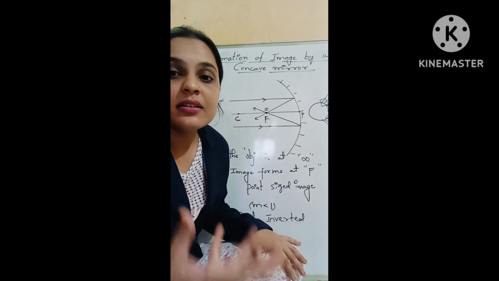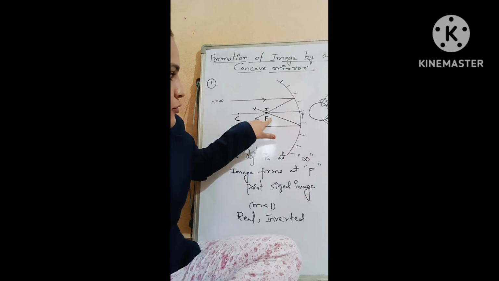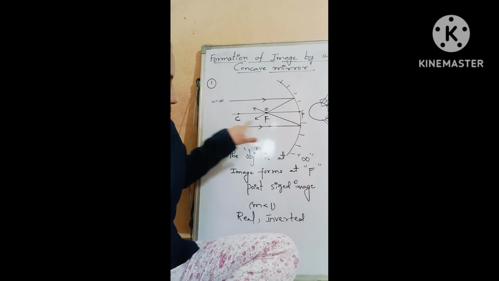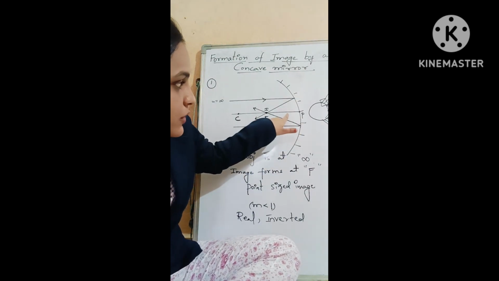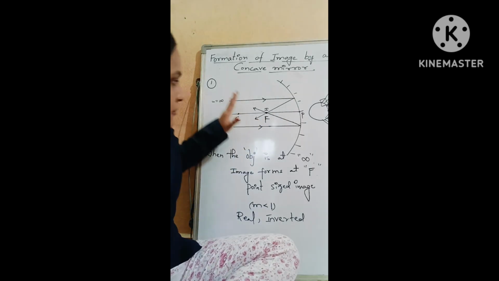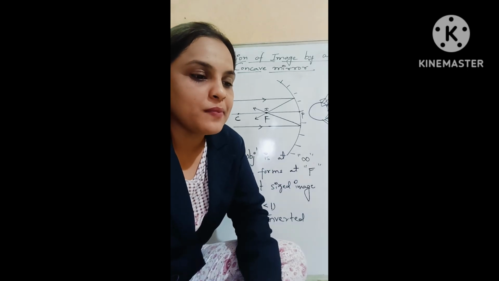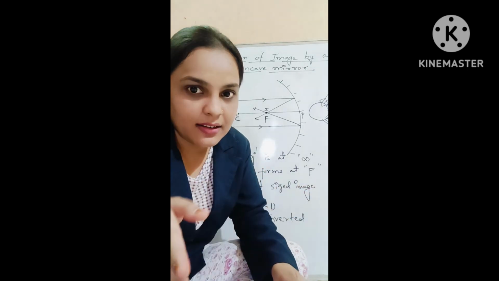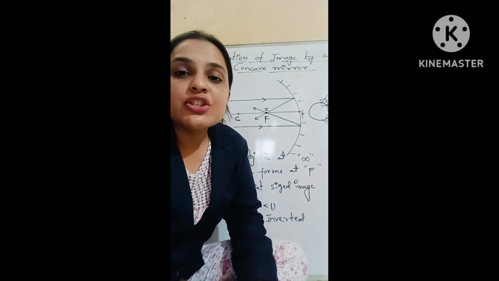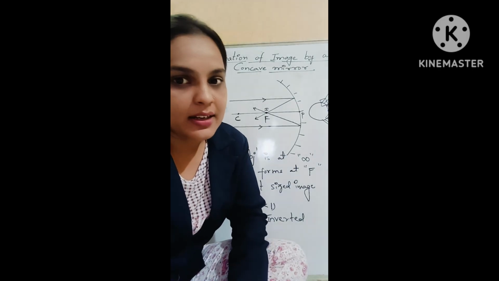So what could be the cases or the positions? You see, pole, focus, center of curvature, these three positions, in between P and F, in between F and C, and beyond C. Total 6 cases will be there. So when you place the object at these 6 places, which type of image you will get, we are going to discuss in our class.